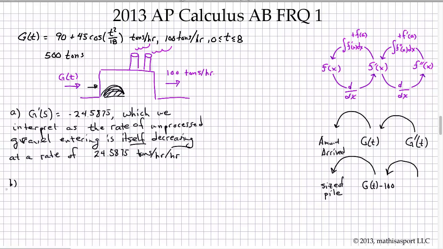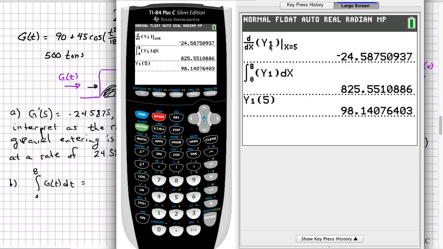B, total amount of unprocessed gravel. So that's going to be the integral from 0 to 8 of g of t dt. Again, I've done that calculation. And remember, the emphasis is to put in the formula once and then reference it in each of the successive parts of the question that make reference to it. So here I've done fnInt from 0 to 8 of that function. And we get 825.5510.